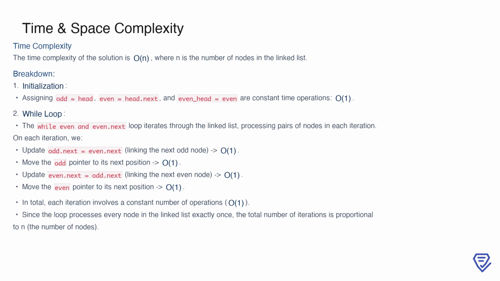The next key aspect is the while loop, which iterates through the linked list. In each iteration, we perform several constant time operations, updating odd.next to link the next odd node, moving the odd pointer, updating even.next to link the next even node, and moving the even pointer. Each of these steps takes O(1). Since the loop processes every node in the list exactly once, the total number of iterations is proportional to the number of nodes, n. This makes the overall loop operation O(n).